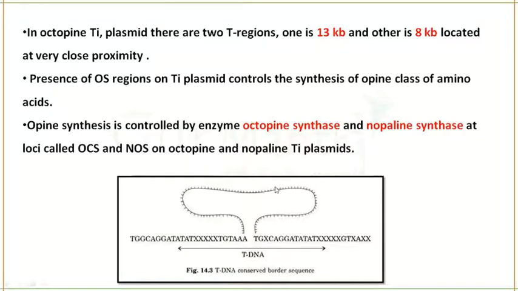This is what a tDNA looks like. This is the structure of tDNA. You can see here the tDNA conserved border sequence. The border sequences are conserved. I hope you know the meaning of conserved. Conserved means in all the organisms this sequence is the same. It does not change at all.